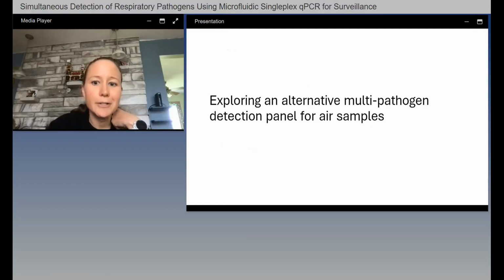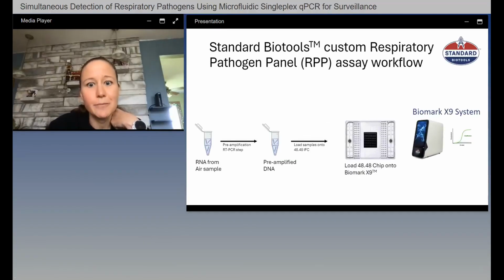So we've been exploring alternative multi-pathogen detection panels for air samples, which leads me into talking about the standard BioTools custom respiratory pathogen panel, or RPP assay. The workflow for this assay is shown below. So we have our nucleic acids. I'm showing RNA here, but there's DNA and RNA both in that tube. We perform a pre-amplification step, an RT-PCR step, where we amplify any DNA present in the sample. And these are standard primers, so the amplification step is a little bit more efficient compared to the Carmen.